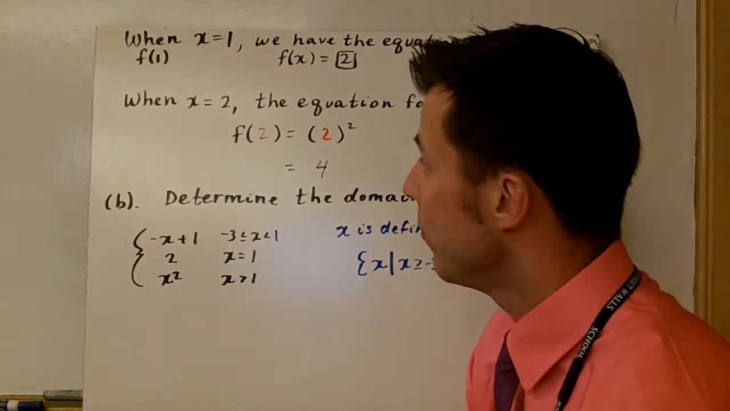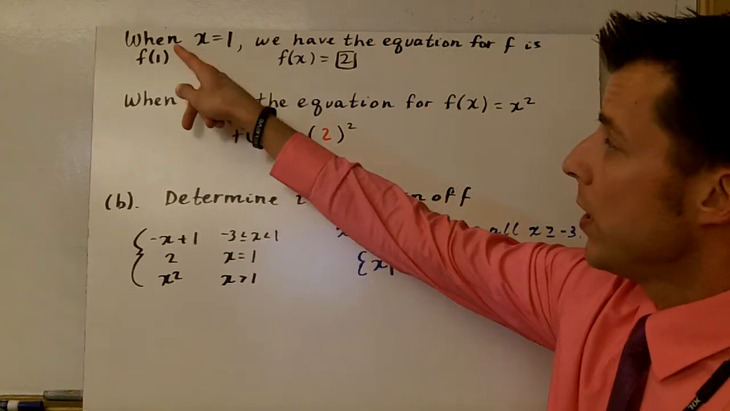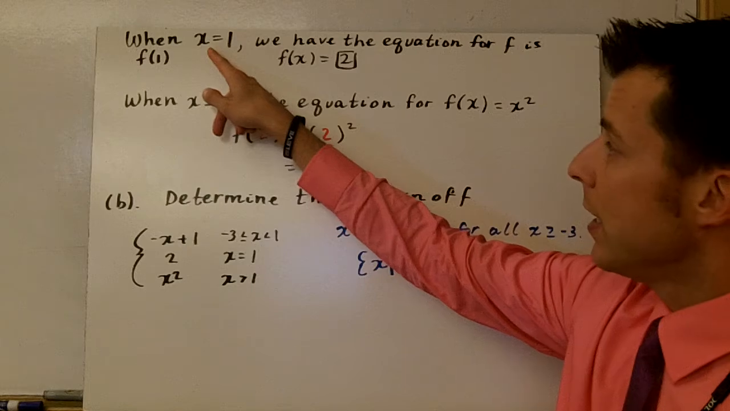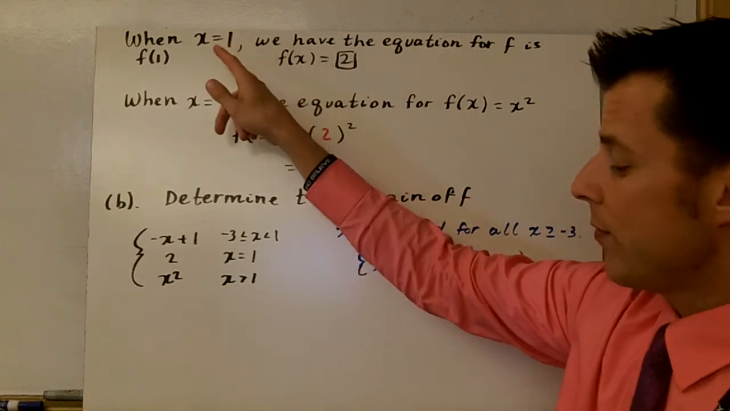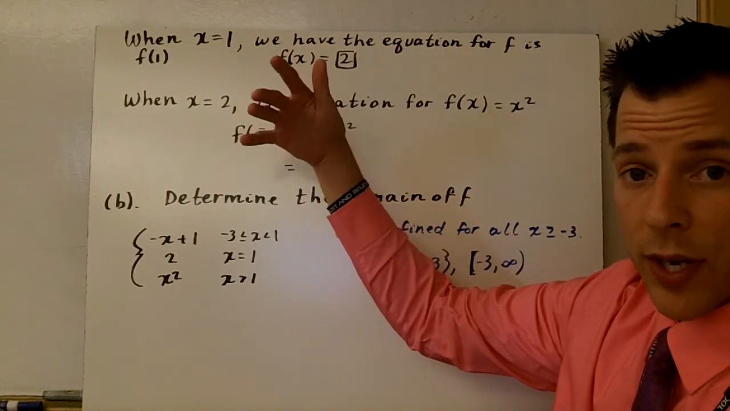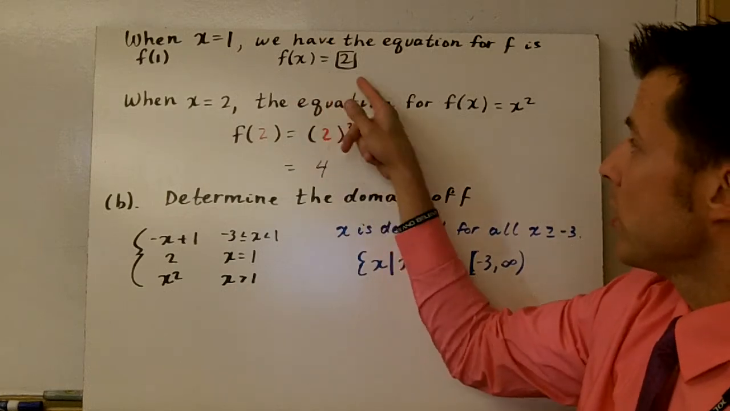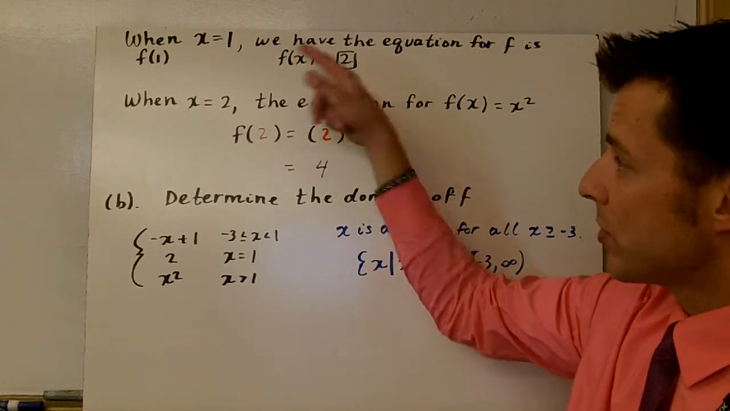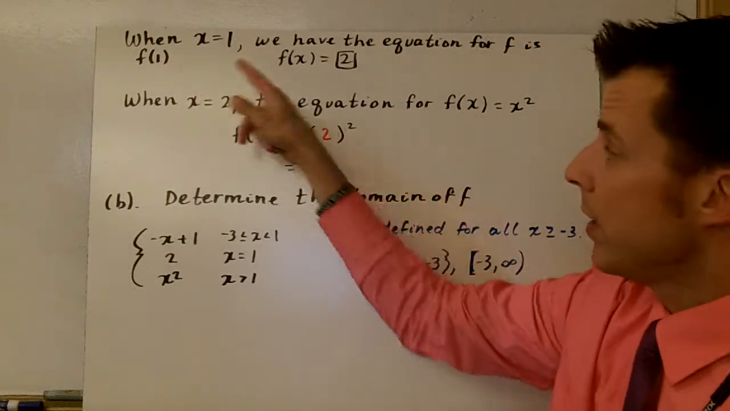When we look at f of 1, okay, we know that x is 1. So if we look at that middle piece of the graph, when x was 1, our output is always 2. So the answer to this one, when x is 1, or f of 1, the answer is 2.